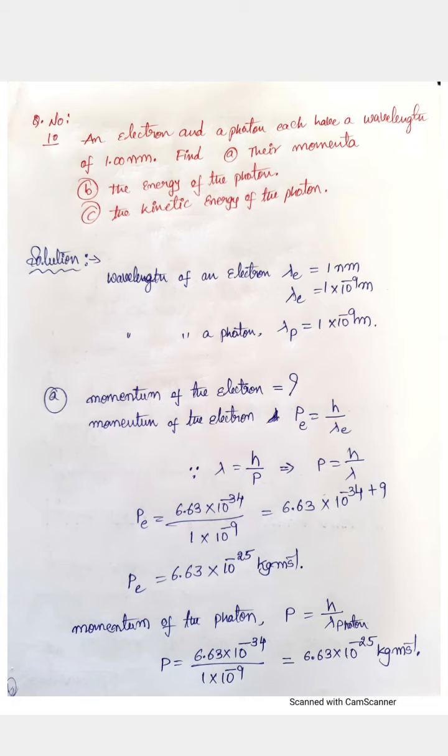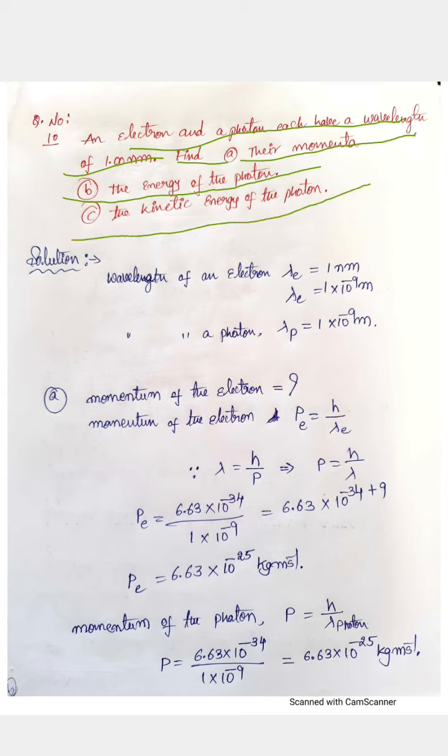Now all of you read the question number 10. An electron and photon each have wavelength of 1.00 nanometer. Find, what you have to calculate? A, their momenta, means the momentum of the electron as well as the momentum of the photon. Next B, the energy of the photon. Next C, the kinetic energy of the electron.